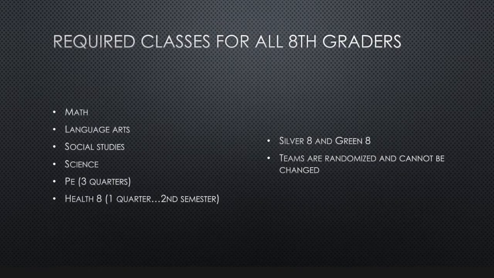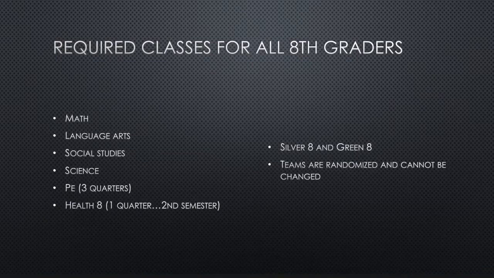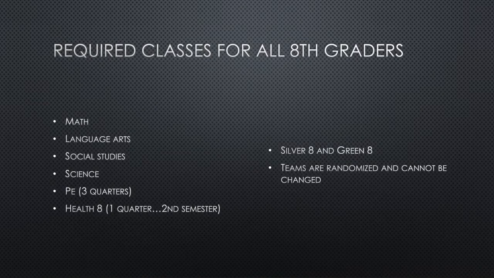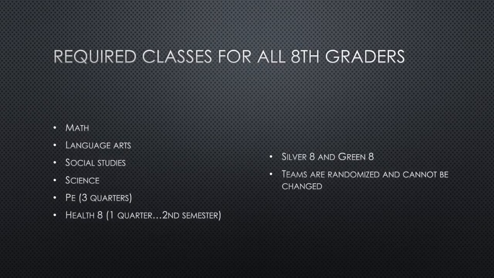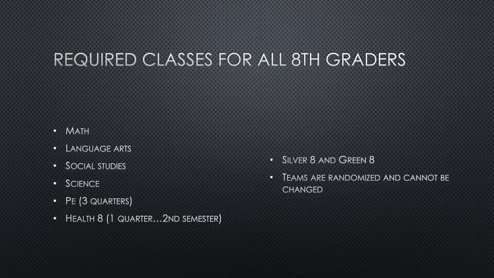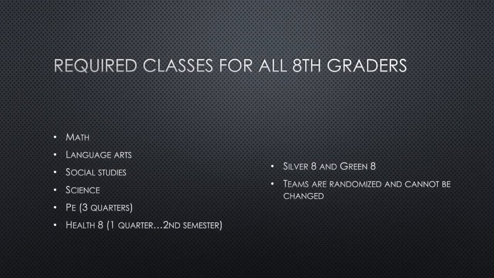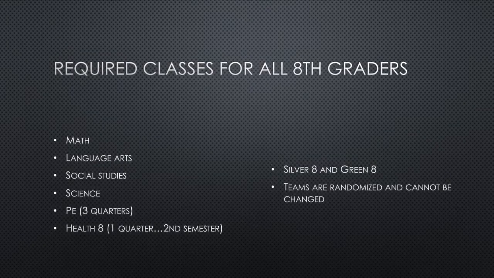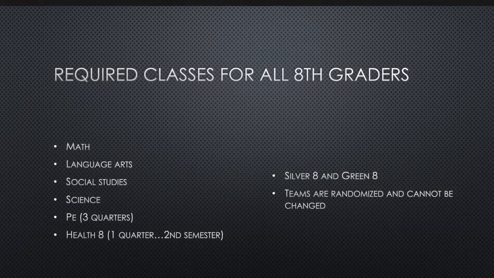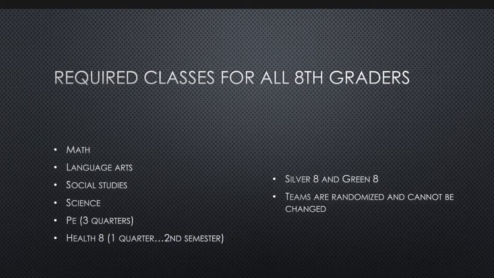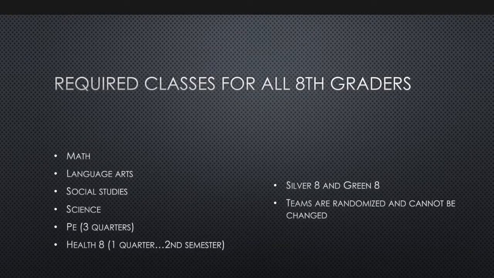The required classes for all 8th graders are math, language arts, social studies, science. All 8th graders will also take 3/4 of PE and 1/4 of health. Health for 8th graders happens second semester. Just like in 7th grade, Silver 8 and Green 8 teams are completely selected at random. These are done by the computer, and you cannot request the team that you're on, and you cannot change your team once you are placed.